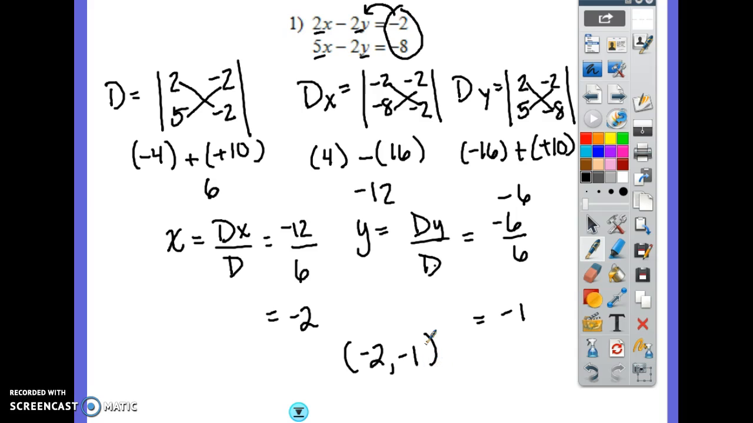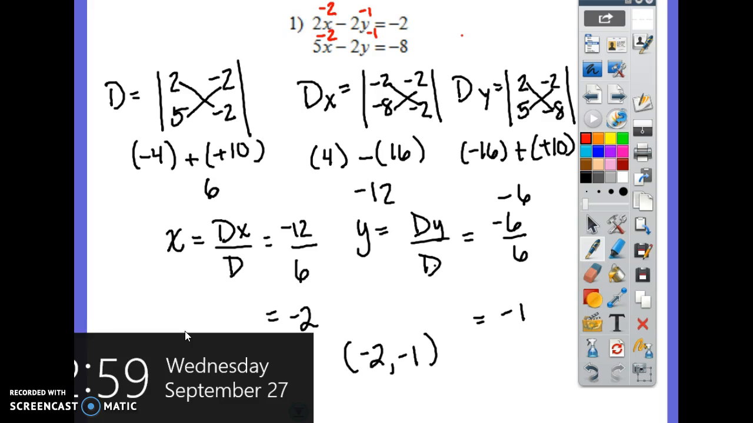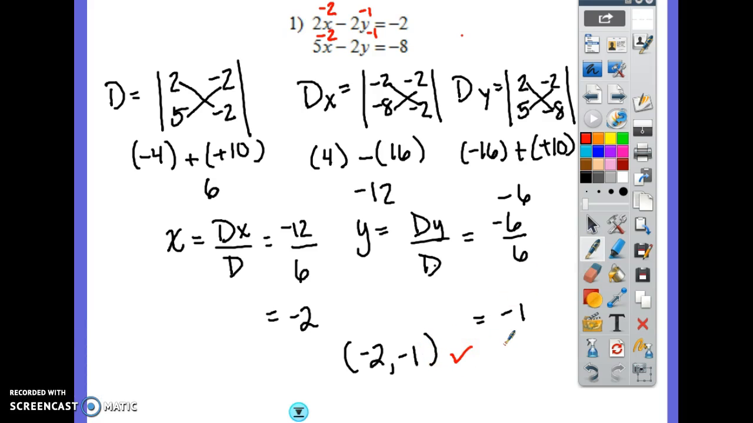Now, when you solve that, it should make it true. So if I go back to the very beginning and I plug in those values, it should make that system true. So if I go back up here to the very beginning and I plug in negative 2 for x and negative 1 for y, it should make both of those equations true. So negative 4 plus 2 is negative 2, negative 2 and negative 1, negative 10 plus 2 is negative 8. So I feel certain that this is the correct solution to my system.